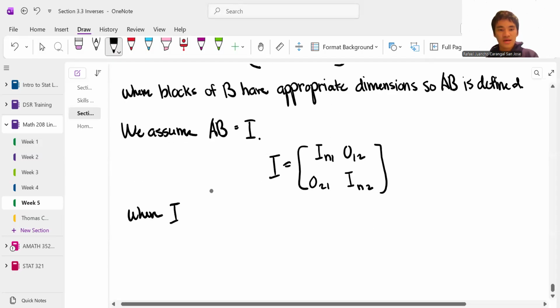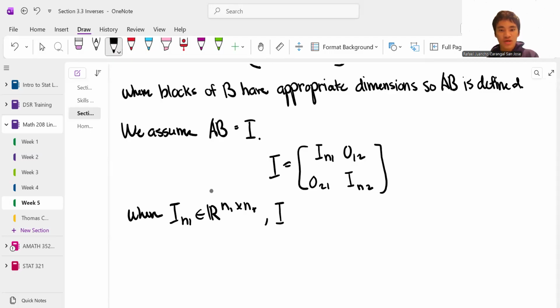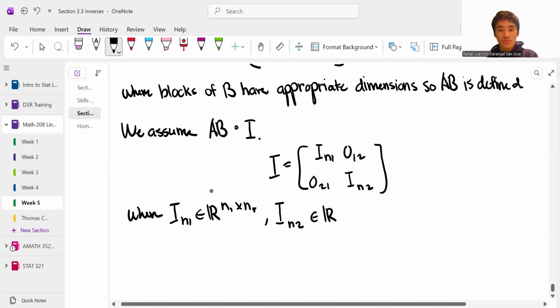So we say that I sub n1 is an n sub 1 by n sub 1. So these are square matrices, n sub 1 by n sub 1, and I sub n2 is an n sub 2 by n sub 2.